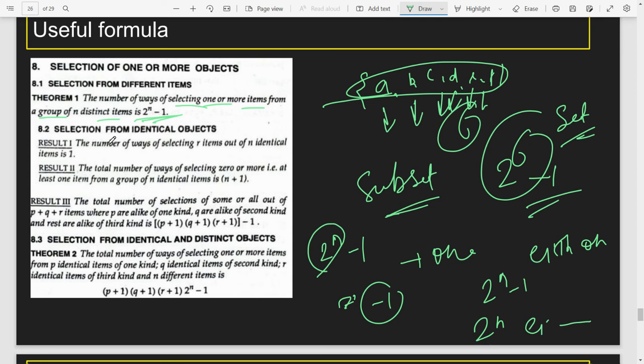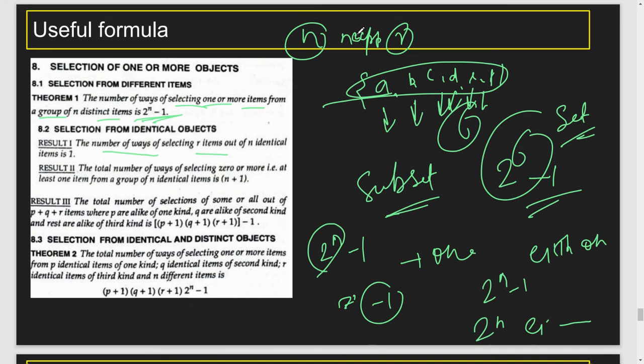And similarly, there are some other types of formulas. The number of ways of selecting r items out of n identical items. Let's say there are n identical items, all the same, say n apples. Choosing r apples, obviously you can do it only one way, since all are the same. Then the total number of ways of selecting zero or more items from a group of n identical items: you may choose one, two, three, or you may not choose any at all. So the total number of possible combinations is n plus one. Why? Because you can choose any number of items, either zero, or one, or two, and so on.